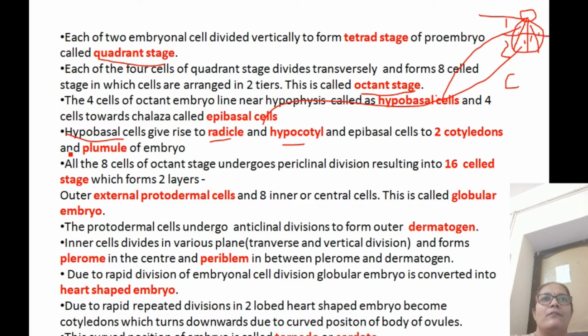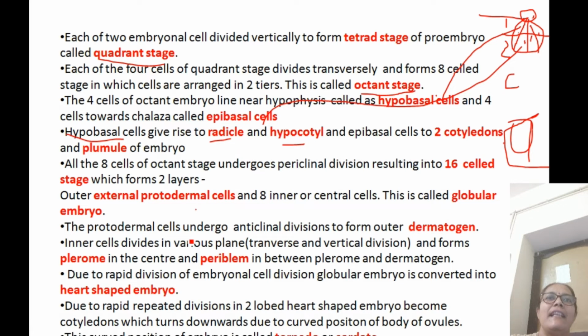plumule of the embryo. Now all the 8 cells of octant stage undergo periclinal division. Suppose the cell is there like this, it undergoes periclinal division. Periclinal means parallel to periphery. Periclinal division results into 16-celled stage, which forms two layers: outer external protodermal cells and inner 8 central cells. Now this stage embryo is known as globular embryo.